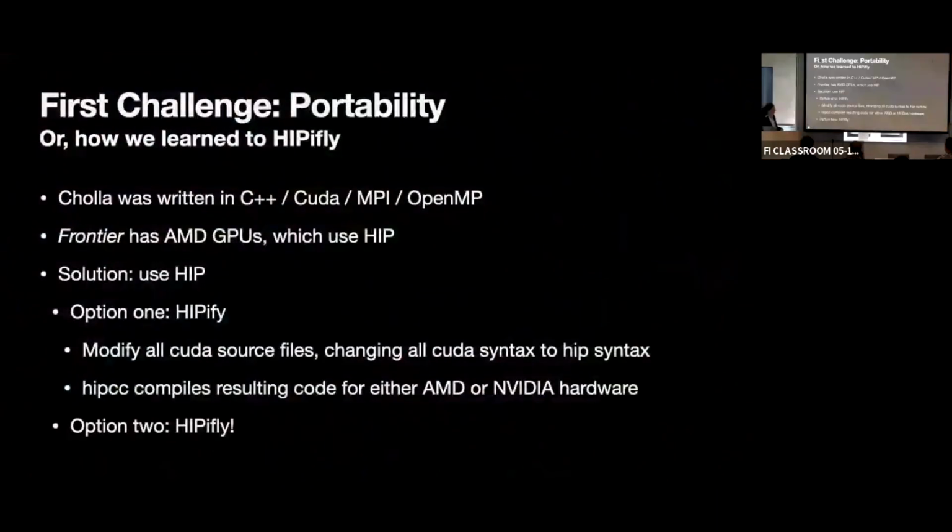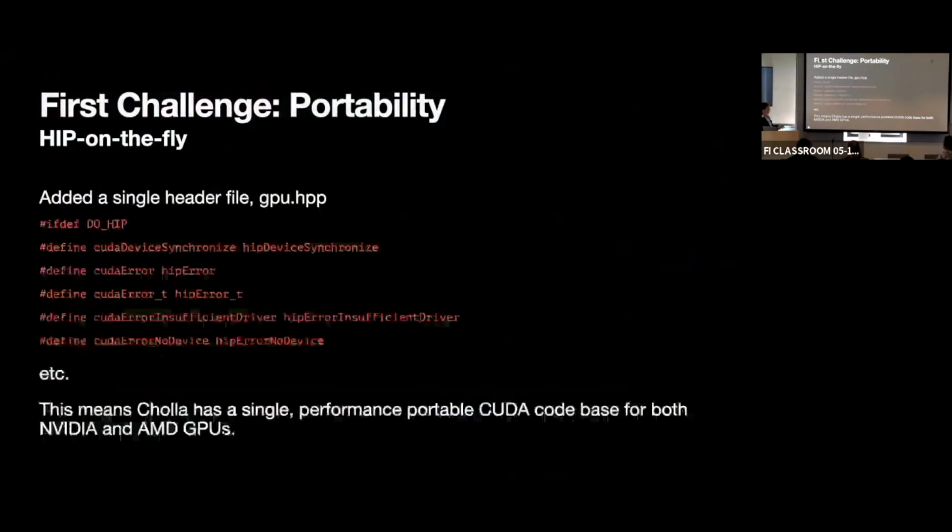And the idea is that we actually just have one header file called gpu.hpp. If we've defined in our makefile that we're going to compile for AMD GPUs, this header file redefines every CUDA call as the relevant HIP call. So if you add some new CUDA code that has a function we haven't covered, you just add it in here. And now we have one single CUDA code base that is performance portable to AMD GPUs. And I think this is nice.